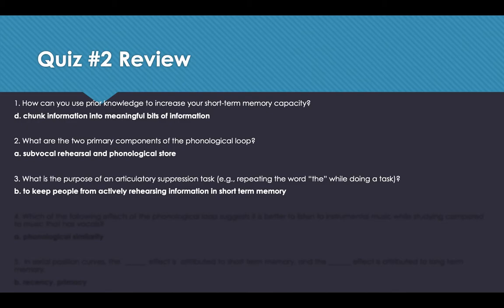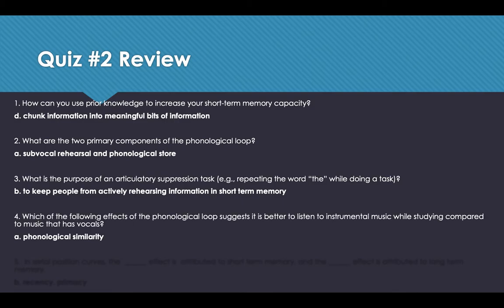What is the purpose of an articulatory suppression task, like repeating the word "the" while doing something? That's to keep people from actively rehearsing information in their short-term memory. Which of the following effects of the phonological loop suggests it is better to listen to instrumental music while studying compared to music that has vocals? And that would be phonological similarity. So music with vocals may cause some confusion while you're studying.